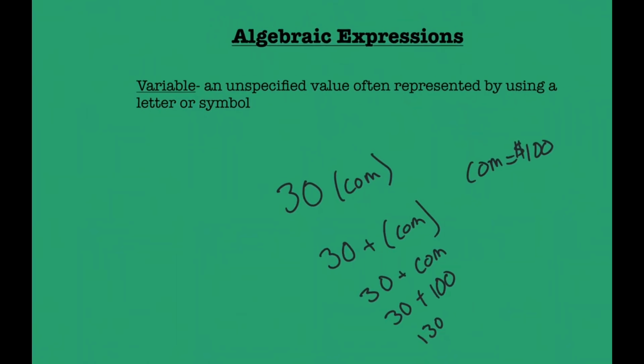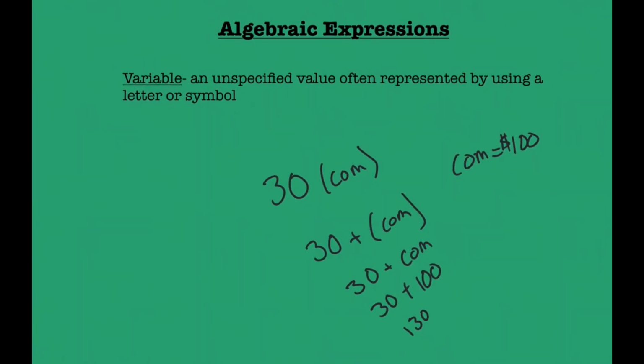Now, typically you don't see a variable as a bunch of letters like COM for commission. Typically you would see 30 plus C, which would be commission. So they usually use one letter instead of a bunch. So our expression that we could use to show how much money I can make in an hour could be 30 plus C. And then depending on what kind of car I sell or how much my commission is, that C is going to change. It's variable. It can change depending on the car we sell.